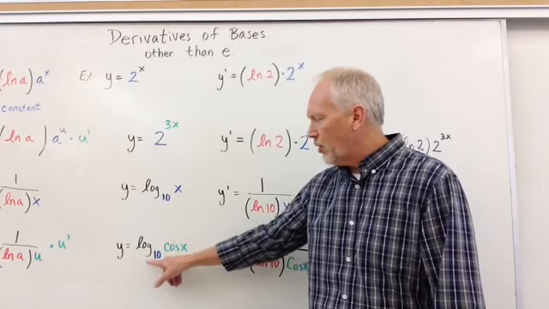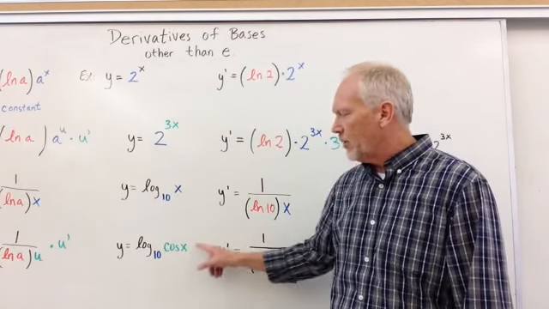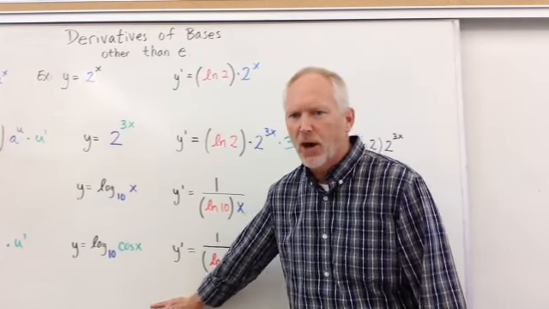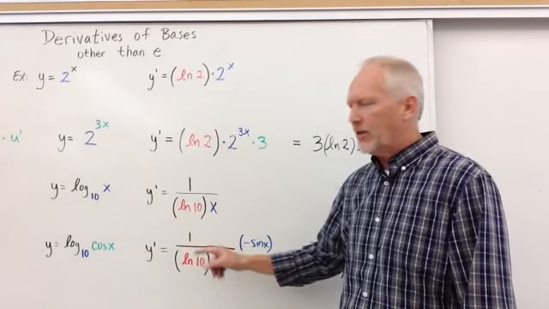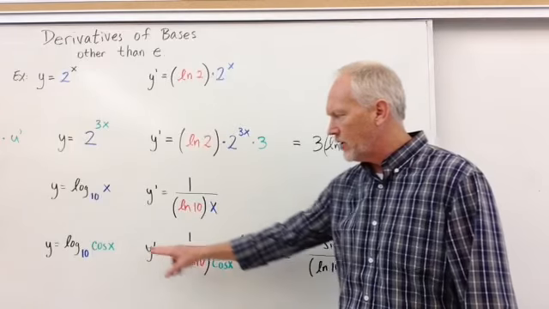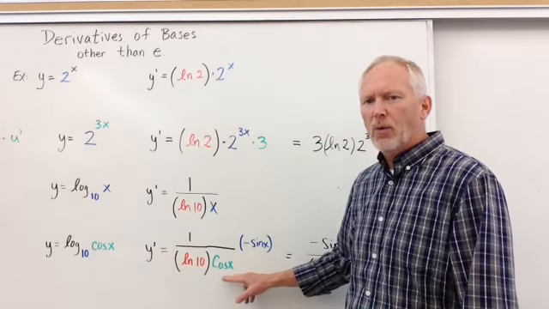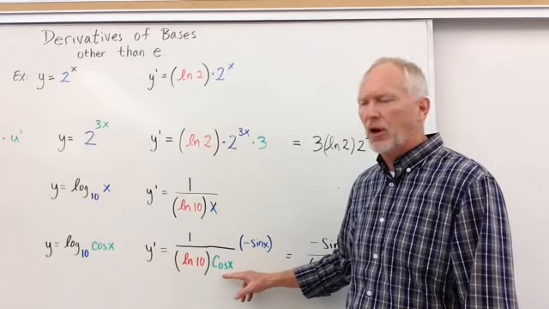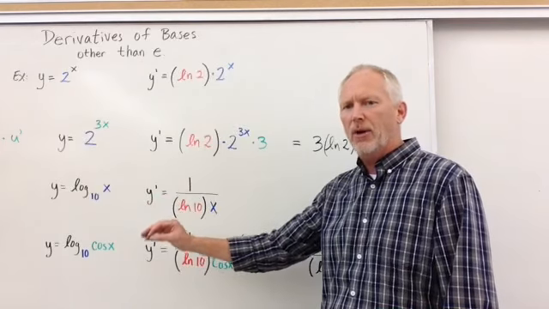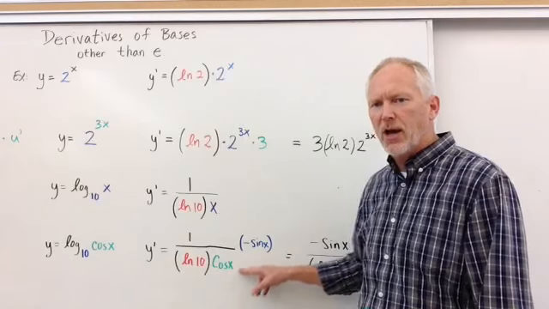We get y equals log base 10 of cosine of x. Well, now we've got something a little bit more interesting here. Instead of just an x, we want to count this as our u. So we'll go y prime is equal to 1 over ln of 10, right? Use the same base. We didn't change the base. Times the cosine of x. And now we want to figure out, well, what's the derivative of cosine? Because it's 1 over ln of a times u in the denominator times u prime in the numerator. So what is the derivative of cosine?